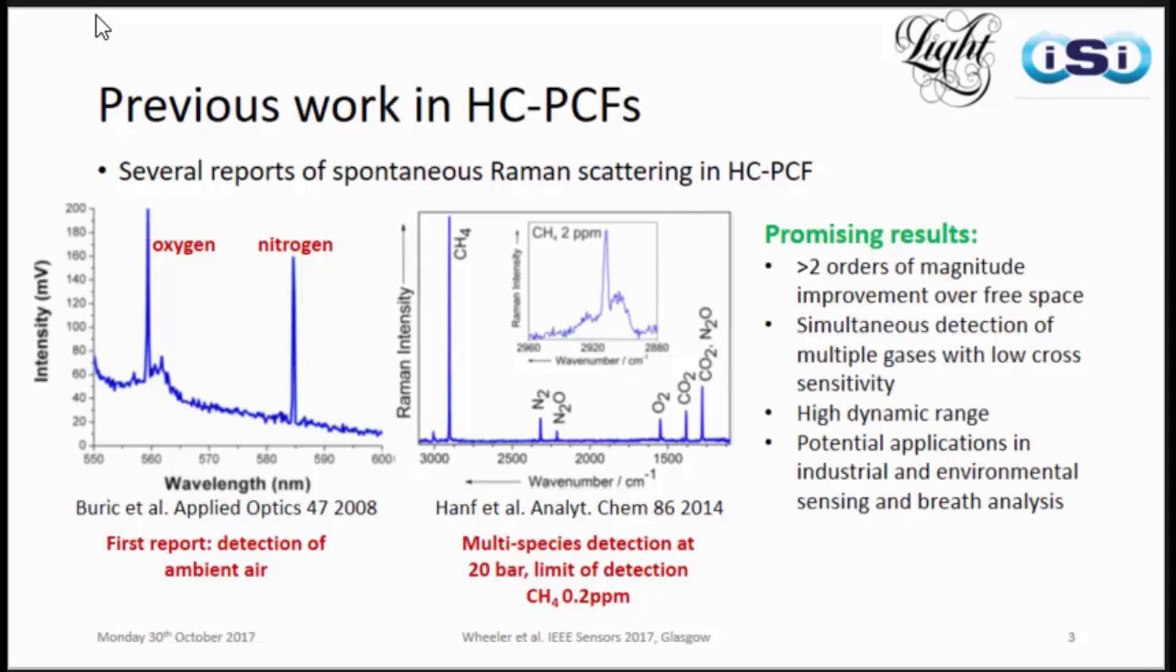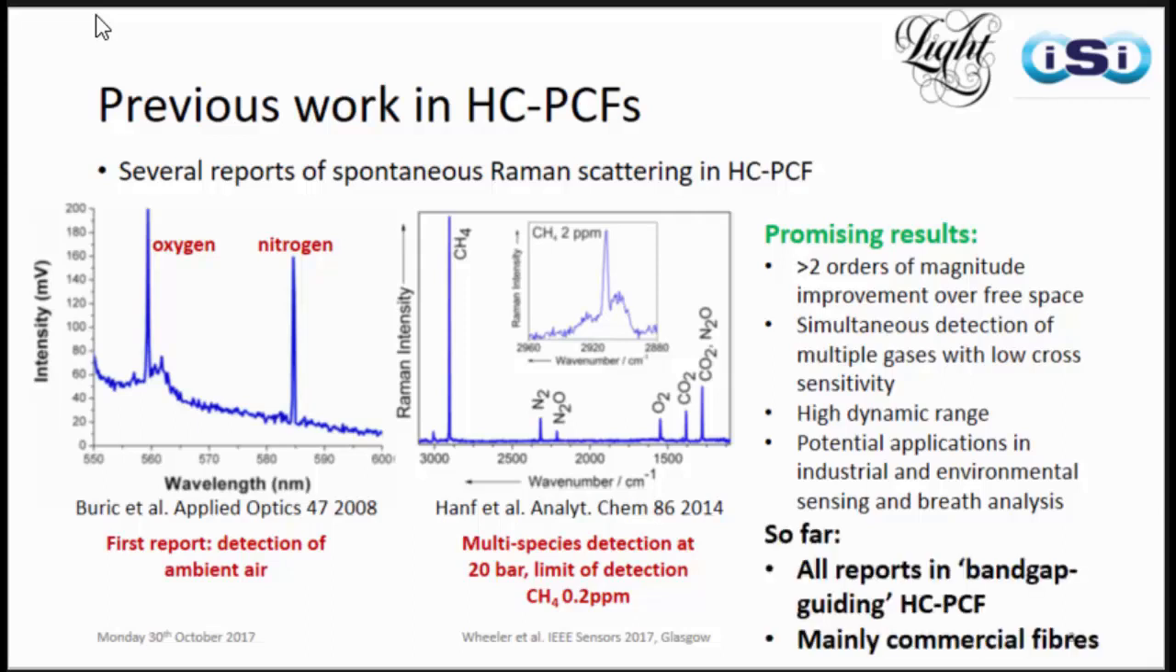So we see from these and other results in the literature that this technique is promising. We can have a greater than 2 order of magnitude improvement over free space arrangements due to this long interaction length, and simultaneous detection of multiple gases with low cross sensitivity. You can also have a high dynamic range, so within one measurement you can look at very low and very high concentrations of gases simultaneously, and there are potential applications in industrial and environmental sensing and breath analysis.